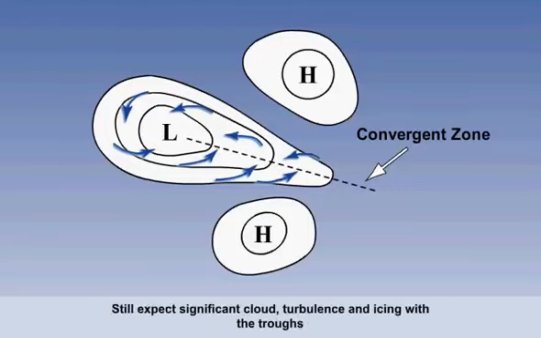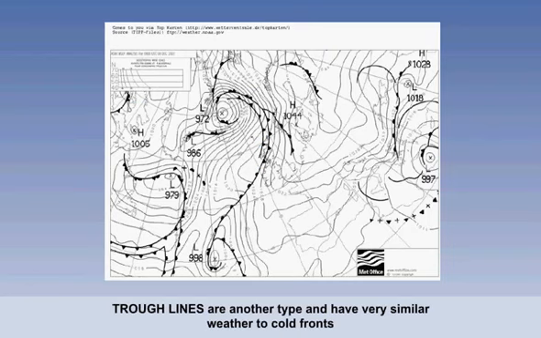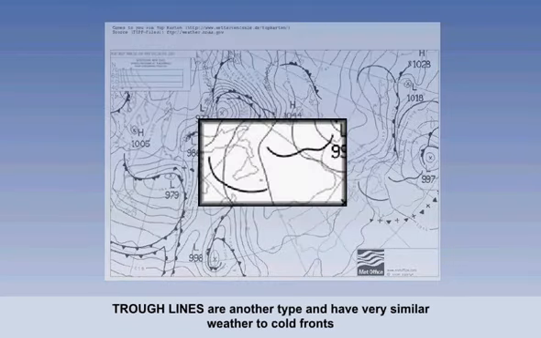The weather around these troughs is very similar to that of the main depression itself, with all the potential problems of cloud, precipitation, icing, and turbulence. There is another type of surface trough that is caused by upper air processes. These are known as trough lines, and are represented on charts with a solid black line. These troughs are significant and have weather that is very similar to the cold front, with active cumuliform clouds.